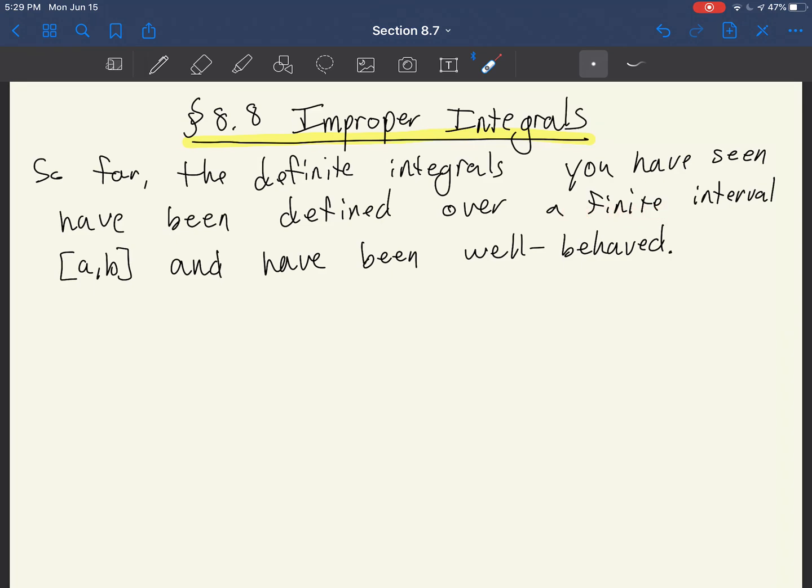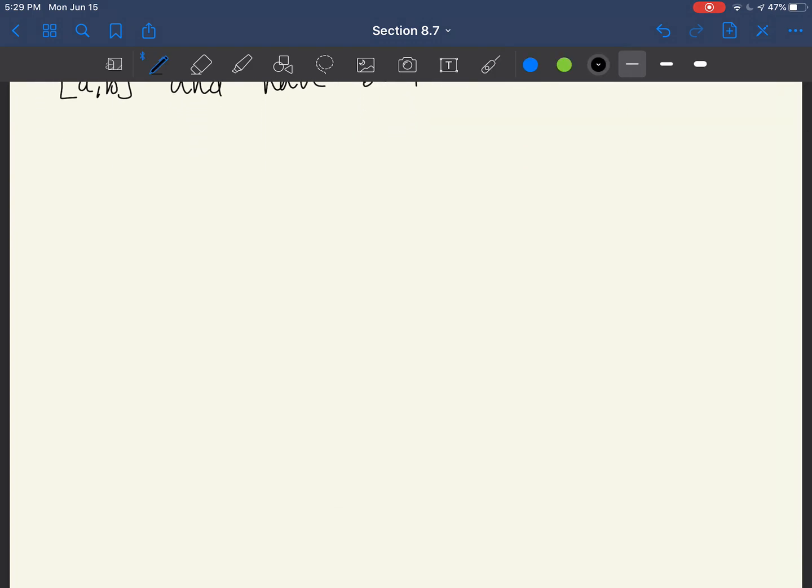What if the interval is defined over an infinite interval, and or what if the integrand, the function you're integrating, is not well behaved? What if it does go off to infinity? So a little bit of motivation to see how we're going to be dealing with these integrals.